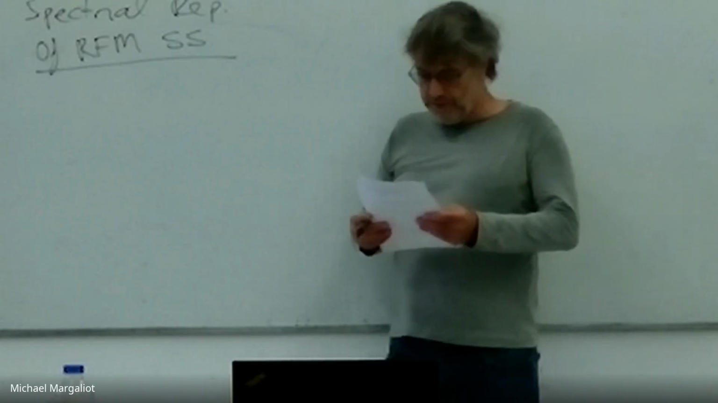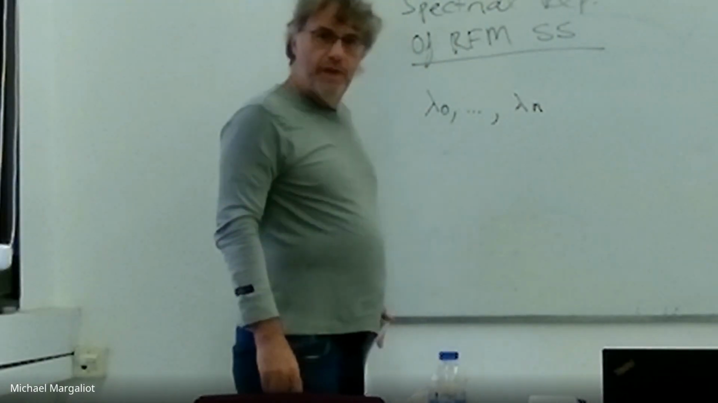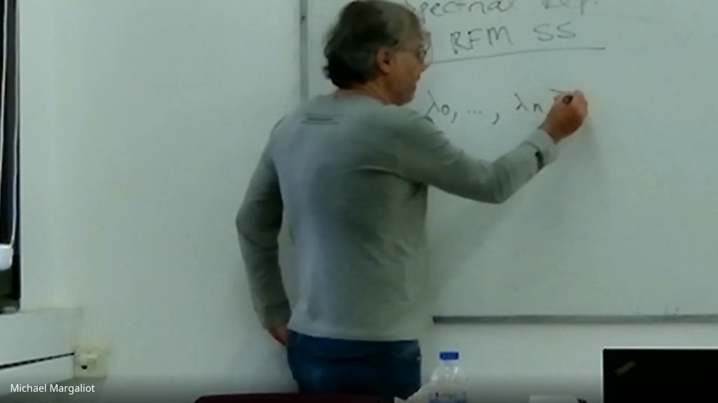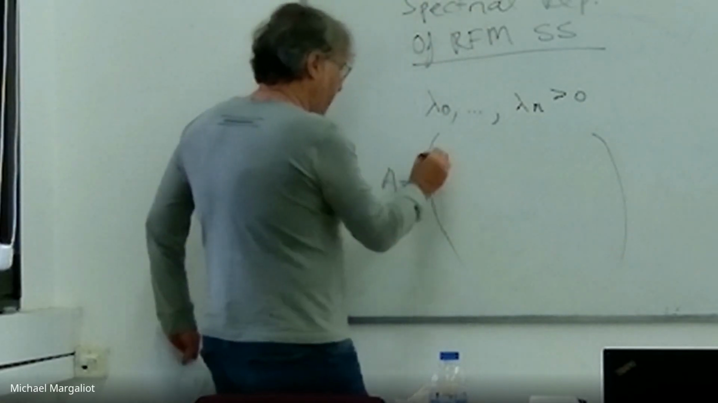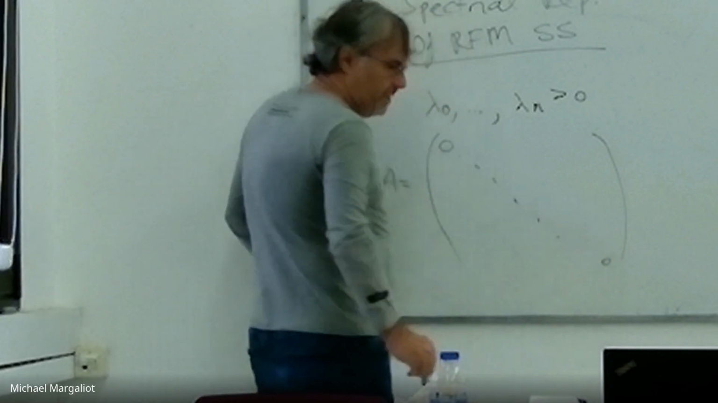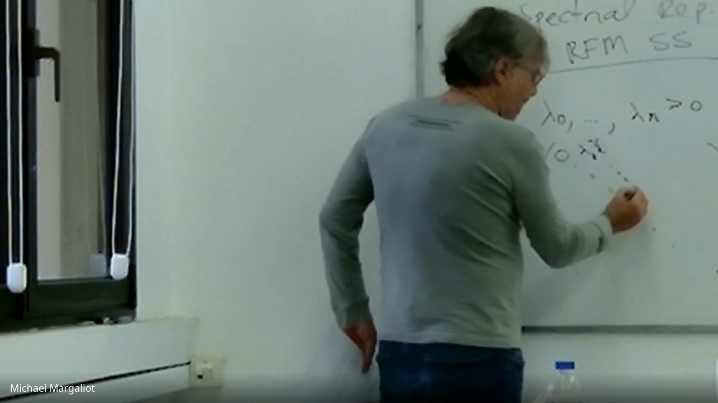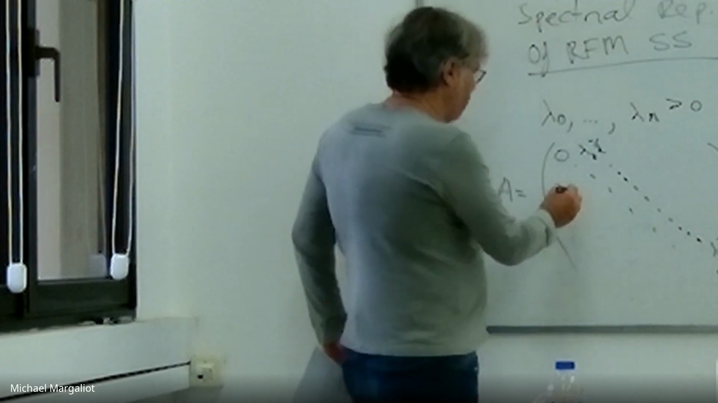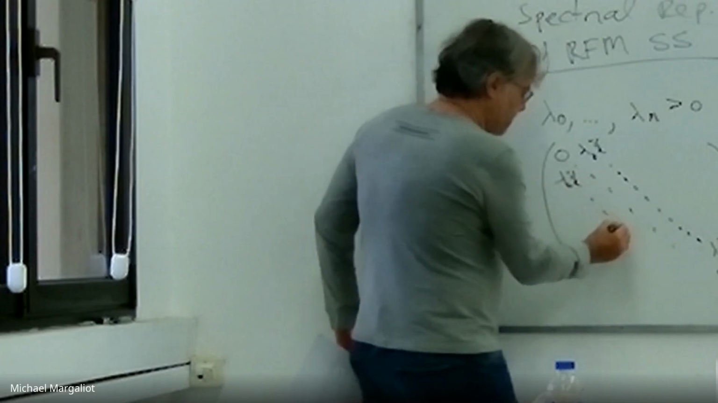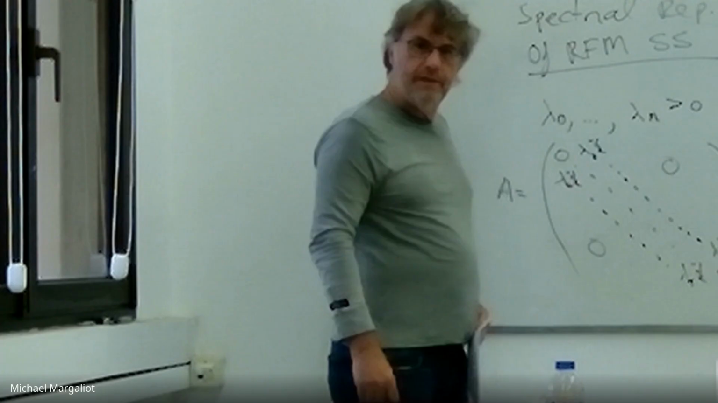And we said that we have the RFM with rates lambda 0 up to lambda n. These are the positive parameters of the RFM. Then we build a matrix, I think I called it A, where we place zeros on the main diagonal, all the lambda i's scaled to the power minus half on the super diagonal, and all the lambda i's scaled to the power minus half on the sub diagonal.